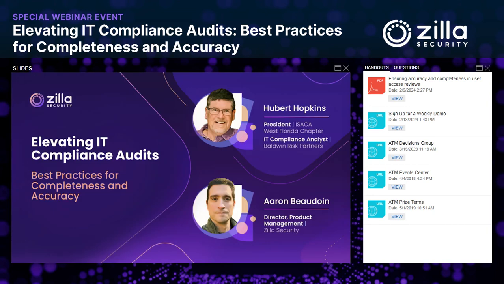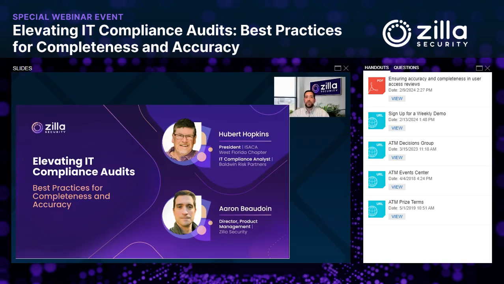I'd like to welcome our audience to our conversation around completeness and accuracy, best practices for IT compliance programs with an industry veteran in the space, Hubert Hopkins from Baldwin Risk Partners. I'm Aaron Beaudoin, Director of Product Management here at Zilla Security. We make identity security compliance easy and enable organizations to establish security and compliance best practices to eliminate access risk in a single SaaS platform. I've been in the identity directory and security space for 30 years, most recently at Avexa, who was a pioneer of access compliance and governance automation and was acquired by RSA Security. I'd like to introduce Hubert Hopkins from Baldwin Risk Partners. Hubert?